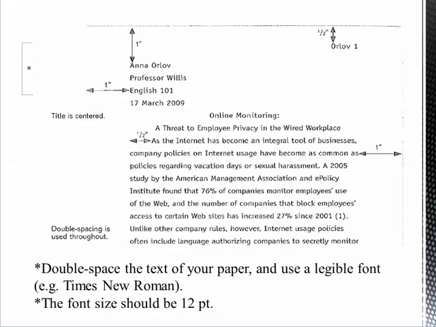You want to double space the text of your paper evenly throughout. So notice there's no extra spacing between the header and the title, between the title and the first paragraph. It's all double spaced evenly, which makes it really easy to remember. And you want to make sure to use a legible font. MLA usually recommends Times New Roman, and the font size should be 12 point.